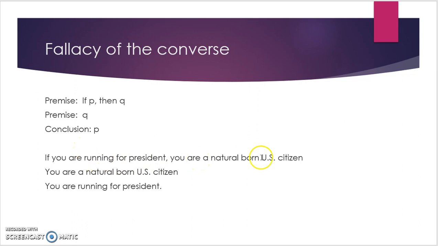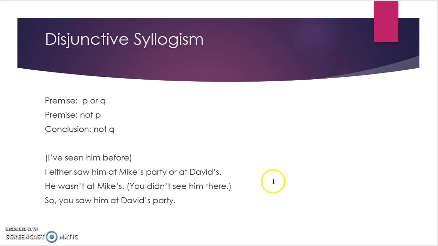Here we go. Same thing again, same if-then statement. And now my second premise is the then part. And my conclusion is the if part. So, every natural-born U.S. citizen is running for president. I don't think so. I don't think that's the case. This is an invalid argument because of the way it's set up.